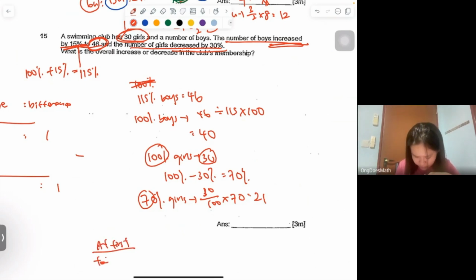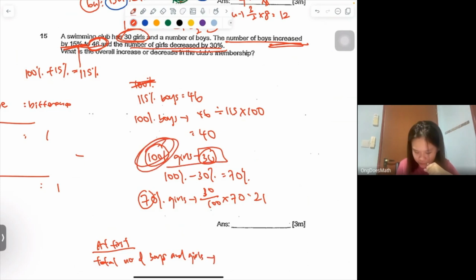So at first, the total number of boys and girls is just this, right? 100% of the girls is 30, 100% of the boys is 40. So this was the original batch. So 40 plus 30 is equal to 70.